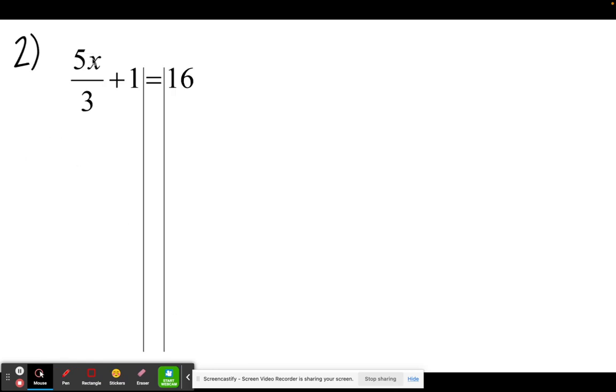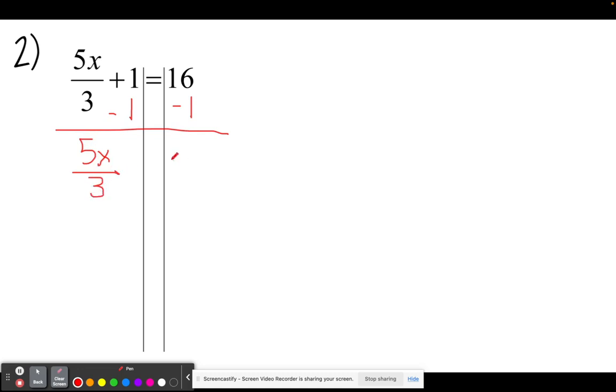Next problem. The product of 5 and x divided by 3 plus 1 equals 16. Well, my 1 is further away from my 5x and 3, so I'm going to subtract 1 from both sides. And I have 5x over 3 equals 15. Now, I can actually think of this in two different ways.